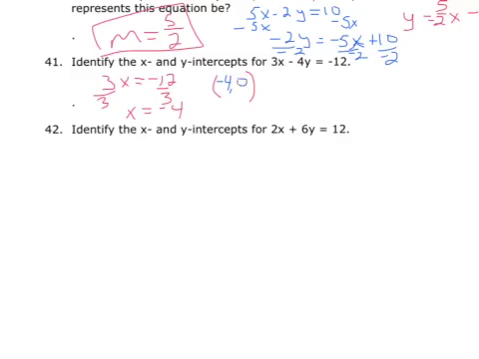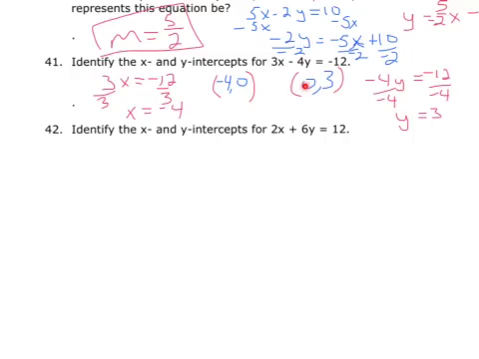Now for the y-intercept, we are going to this time make x 0, so 3 times 0 is 0. So in the ordered pair, the x is now going to be 0, and we're looking for a value for y. So when I write this problem now, it's going to be negative 4y equals negative 12, and we're just going to solve for y. Divide by negative 4 on both sides, we get y equals 3. So for an x-intercept, the x has the value when y is 0. For the y-intercept, the y has the value when x is 0.